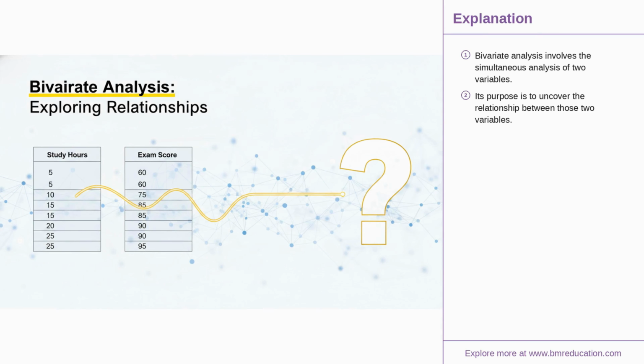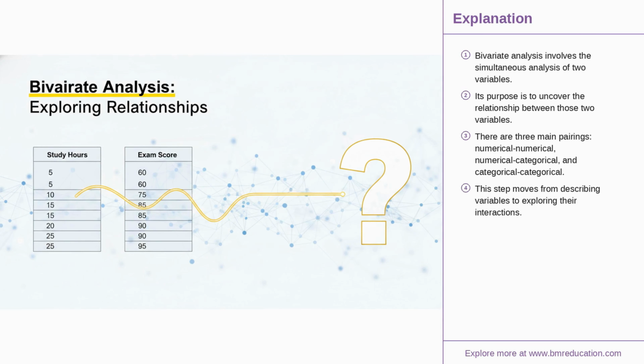We've now mastered analyzing variables one by one, but the most profound insights often come from exploring relationships between variables. This is bivariate analysis. We'll investigate 3 key pairings: the relationship between 2 numerical variables, between a numerical and a categorical variable, and between 2 categorical variables. Let's start with the numerical pairing.